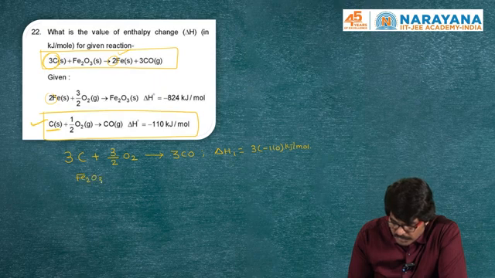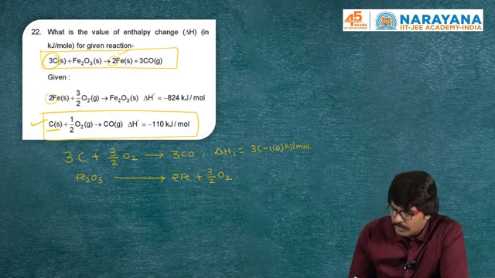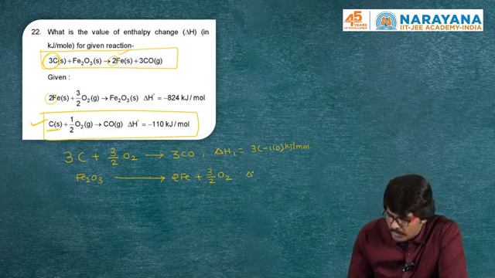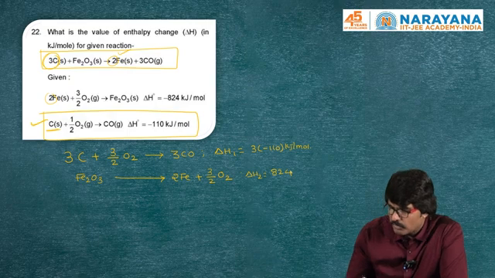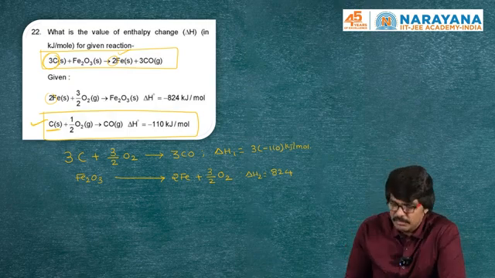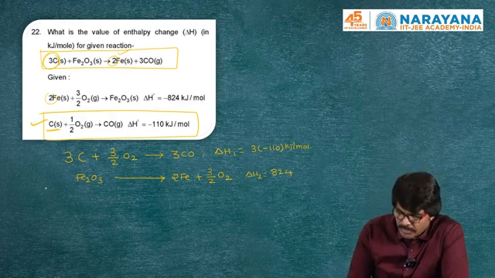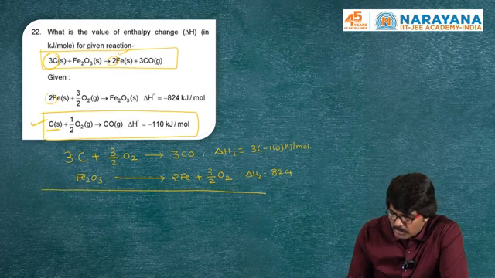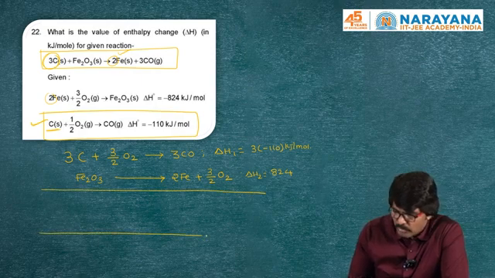Let me reverse the second reaction, that is Fe2O3, that gives 2 moles of iron and 3/2 moles of oxygen. Since the reaction is reversed, the exothermic reaction becomes endothermic. So ΔH2 is 824 kilojoule per mole. According to the required equation, you need to add both the equations.